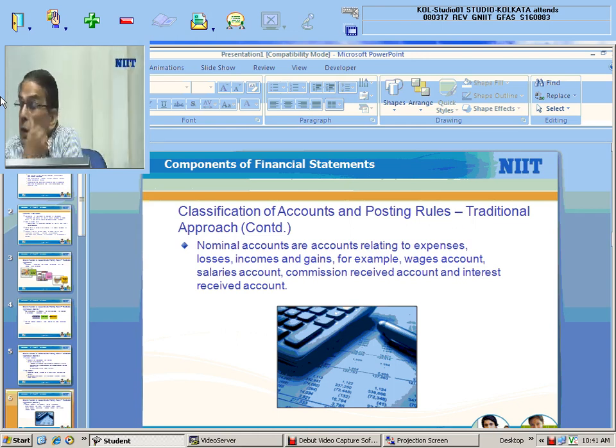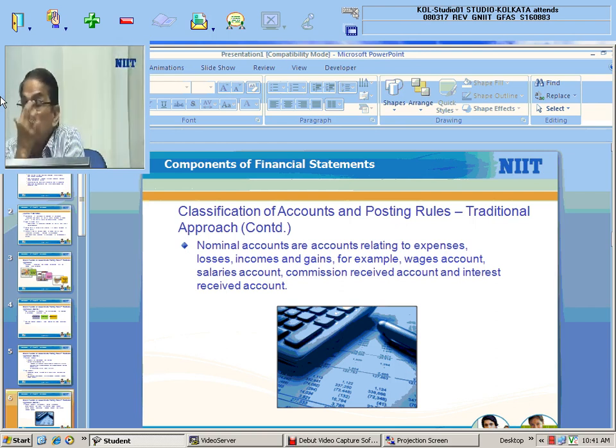So, two things we need to understand about a transaction involving the double entry system of bookkeeping. Every transaction will require recording one part of the transaction as a debit in one account and a credit in another account. That is basically the double entry system of bookkeeping. Every transaction will have two entries. An account must be debited and an account must be credited. That is the basic principle of the double entry system of bookkeeping.